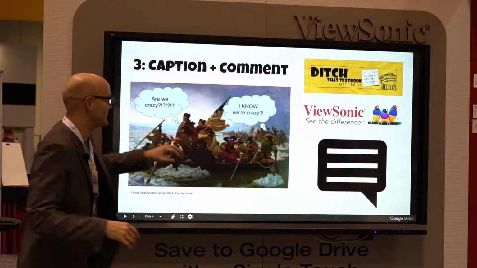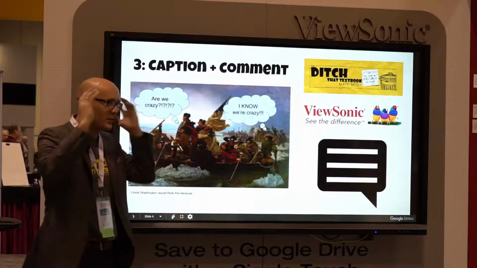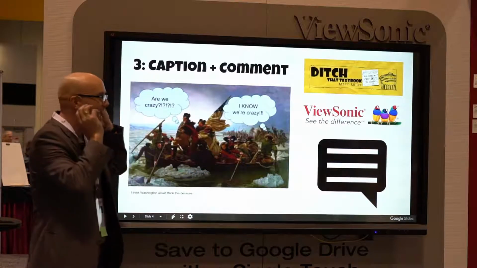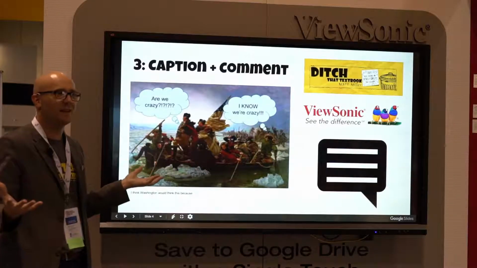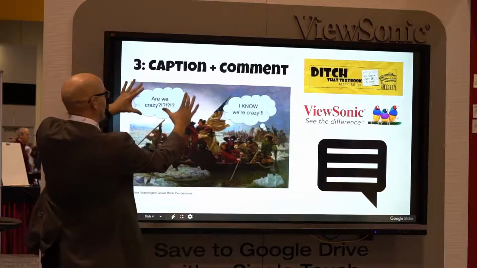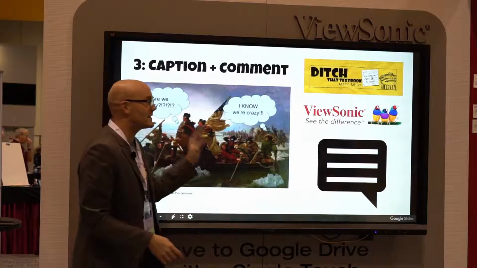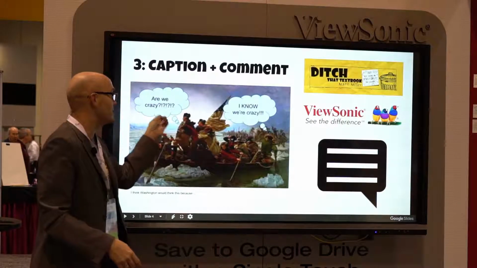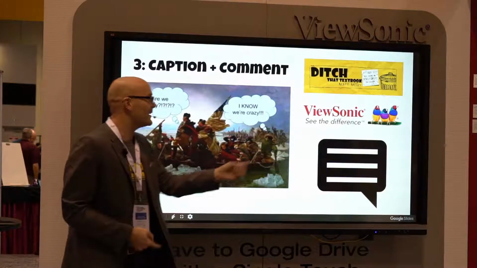This is one of my favorite examples here. This is that old painting of Washington crossing the Delaware. You know, it's hanging in the White House. The prompt here is, what do you think Washington was thinking as he was crossing the Delaware? Put it in a thought bubble, similar to before, right? Are we crazy? You can even extend it and say, okay, we know what Washington was thinking. What about that guy? What do you think he was thinking?